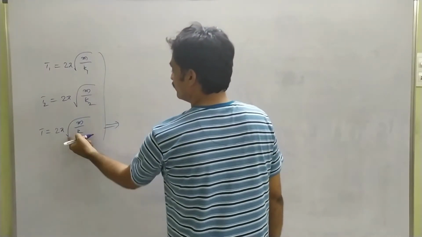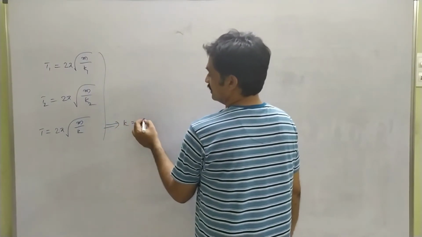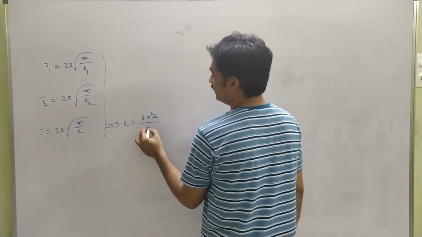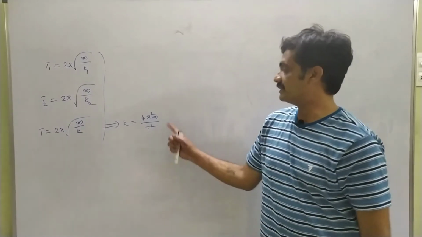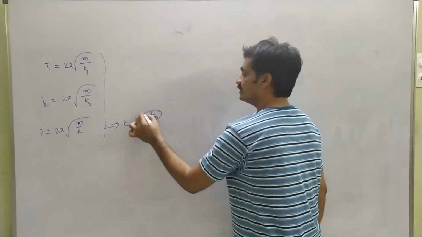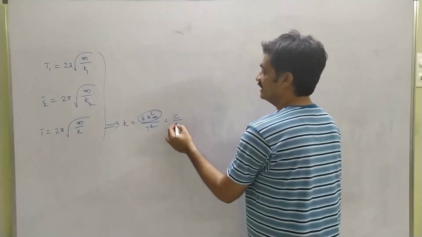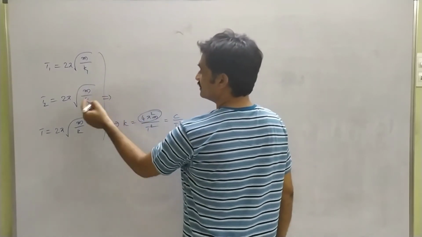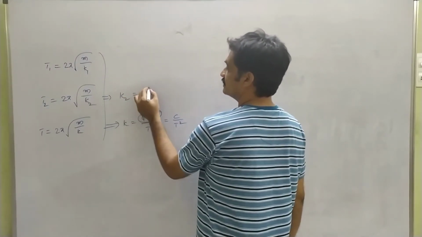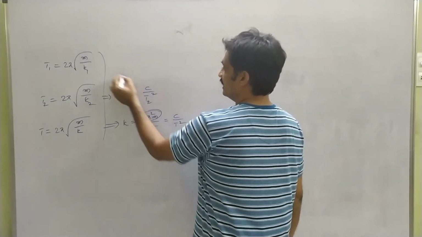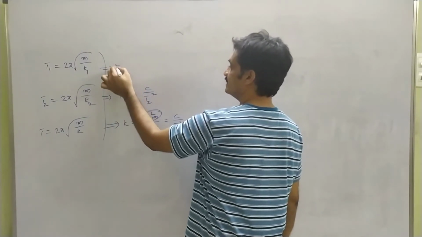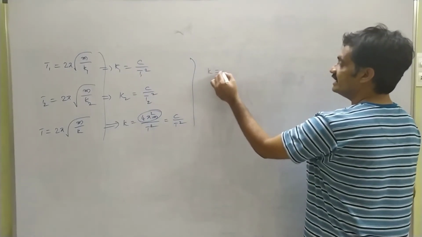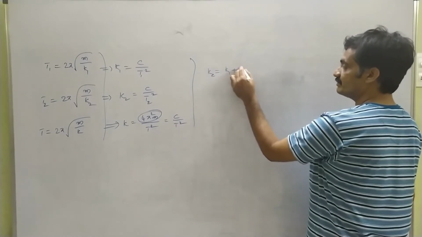So from this equation, we have k equals 4 pi square m by T square. If we consider this 4 pi square m as a constant, we can represent it with c. Then we have k equals c by T square. Similarly, from this equation we have k2 equals c by T2 square, and from this equation we have k1 equals c by T1 square. Whereas we know that k equals k1 plus k2.